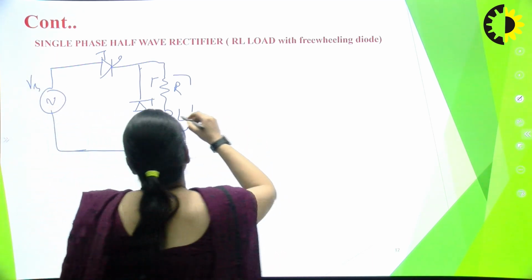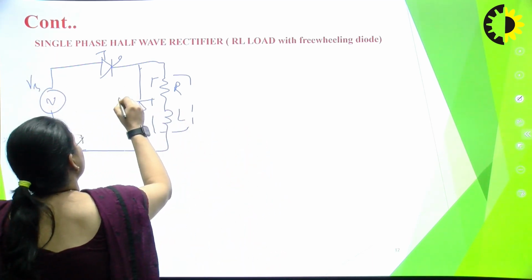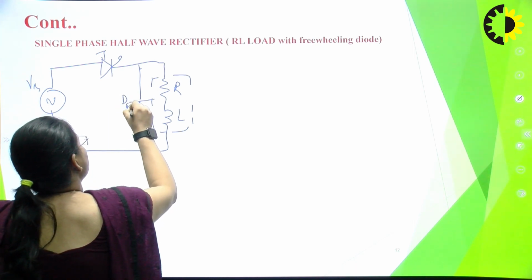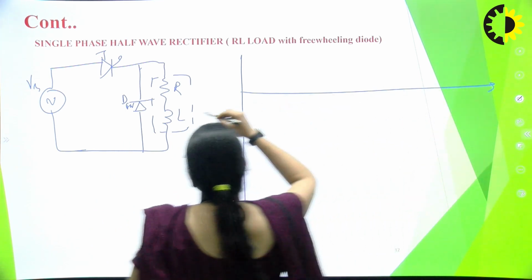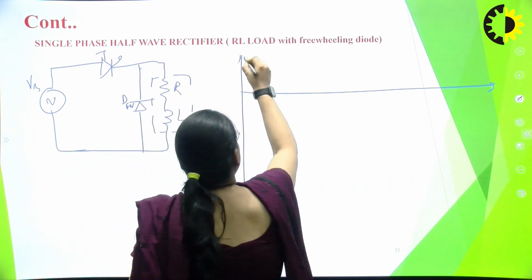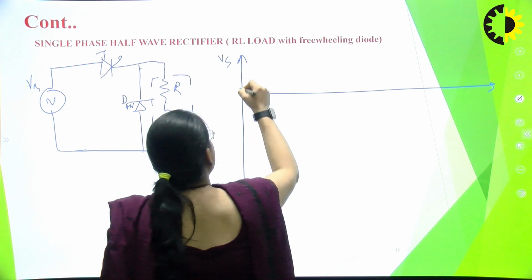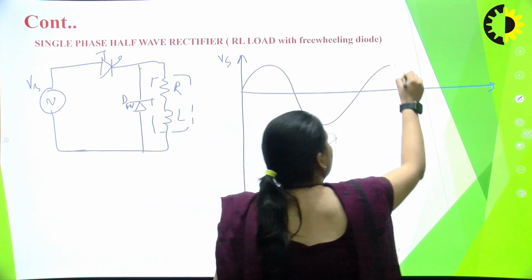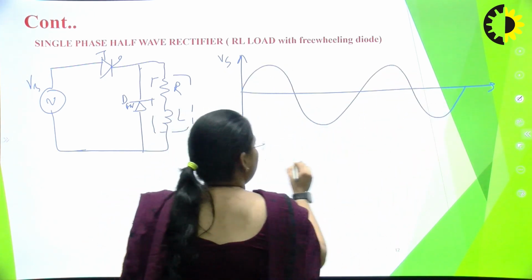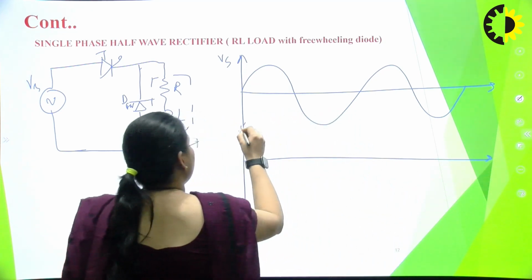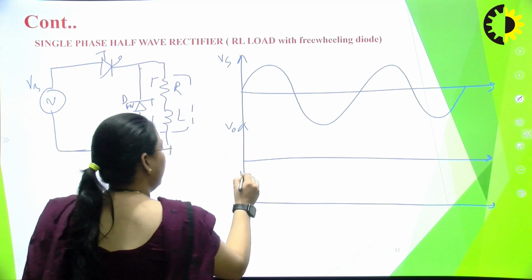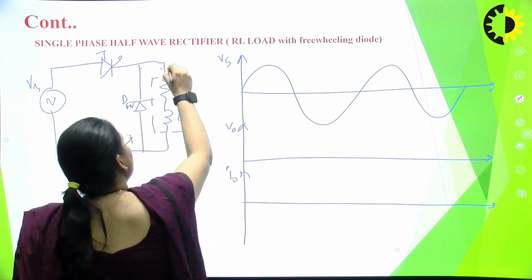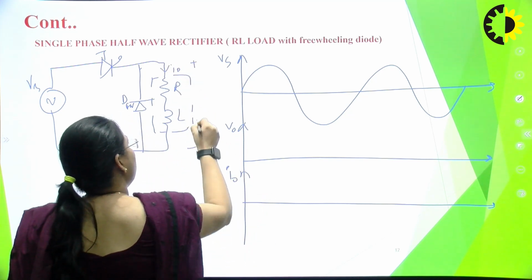So I'll quickly draw the waveform. The load freewheels through this diode, that is why it is known as the freewheeling diode. The load current freewheels through this diode here. So this will be the V naught, and I can make I naught here. The value of I naught is here, and this is again V naught.